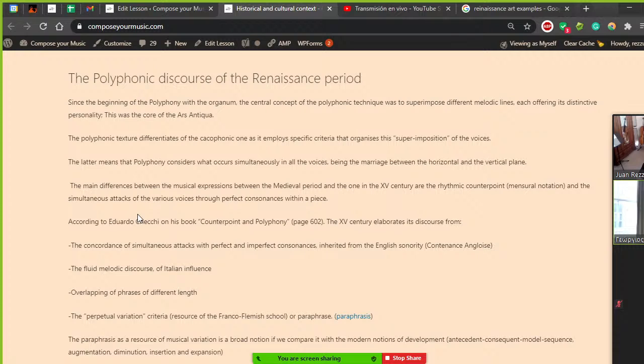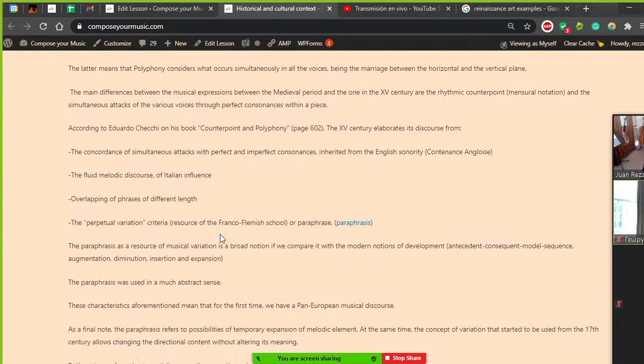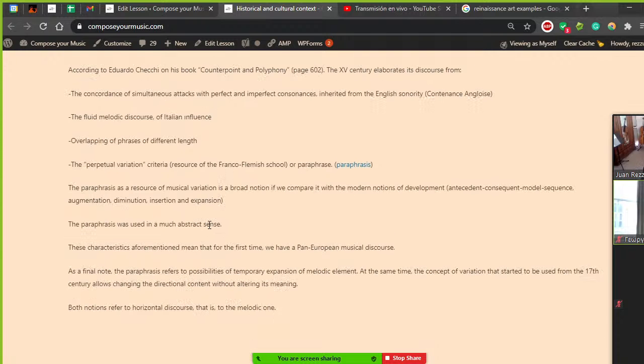The main differences between the musical expressions of the medieval period and the 15th century are the rhythmic counterpoints, the mensural notation, remember we're studying Ars Nova, and the simultaneous attacks of the various voices through perfect consonance within a piece. According to Eduardo Keki, in his book Counterpoint and Polyphony, page 602, the 15th century elaborates its discourse from the concordance of simultaneous attacks with perfect and imperfect consonances inherited from the English sonority, the Contenance Angloise.